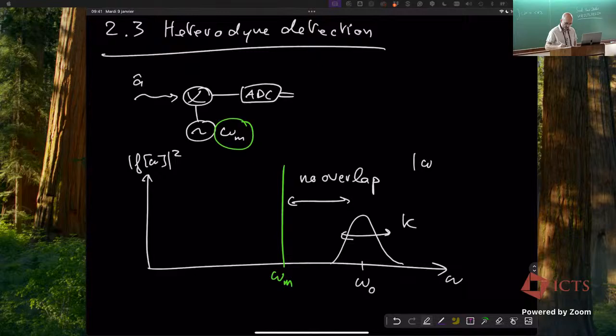So the criterion is that omega_m minus omega_0 is much larger than kappa, than the extent of the support. In quantum optics it's much more complicated actually. Maybe I will not draw it, but if you have questions I can show you how it's done. It's essentially two setups like before.